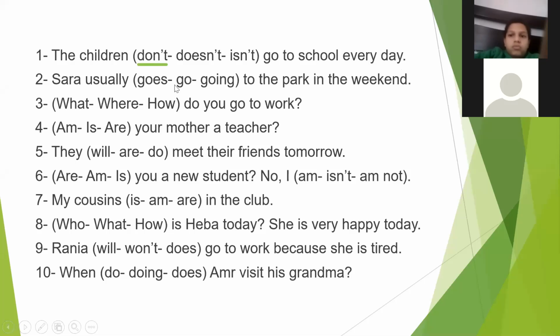Sarah usually going to the park in the weekend. Sarah equals she. What should I do here? What should I put? Goes. Excellent. Goes. I will add es to the verb. Thank you. Excellent.